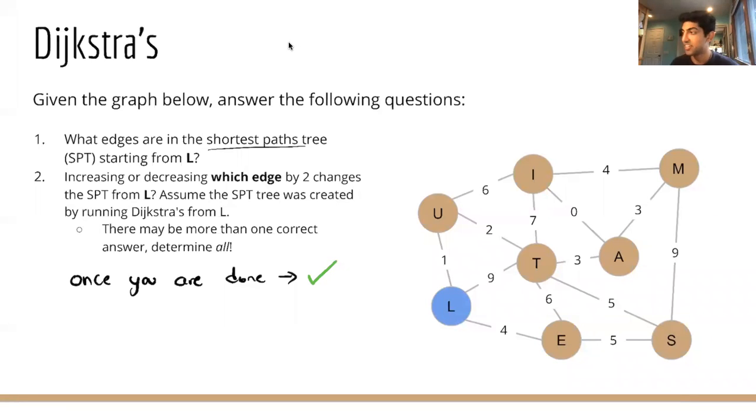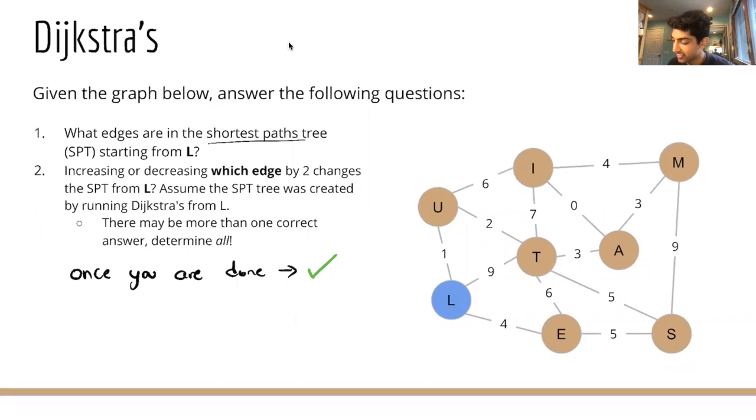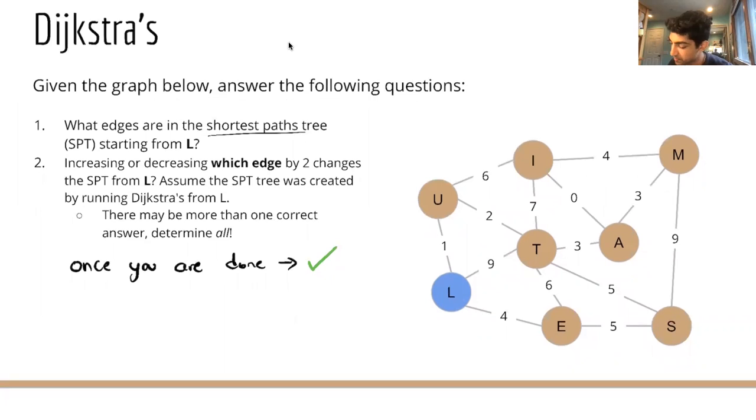Okay, hi everyone. We're going to go over questions 1 and 2. So I hope you guys thought it was a good starting question. Okay, so what edges are in the shortest path tree starting from L? When I approach Dijkstra's on an exam, I do it very intuitively. I don't actually write the priority queue or any of the behind-the-scenes algorithm data structures. I just look at the graph and find the next closest vertex and then keep adding it to our shortest path tree.